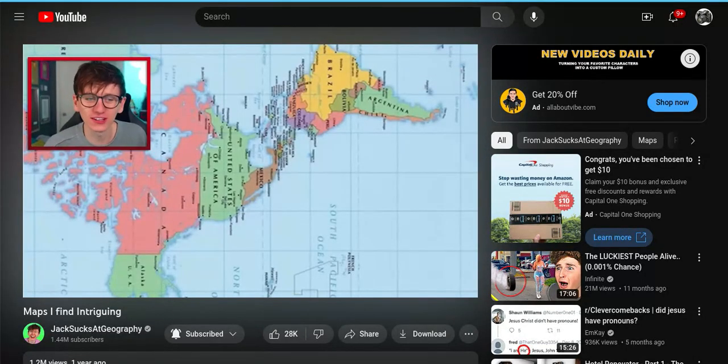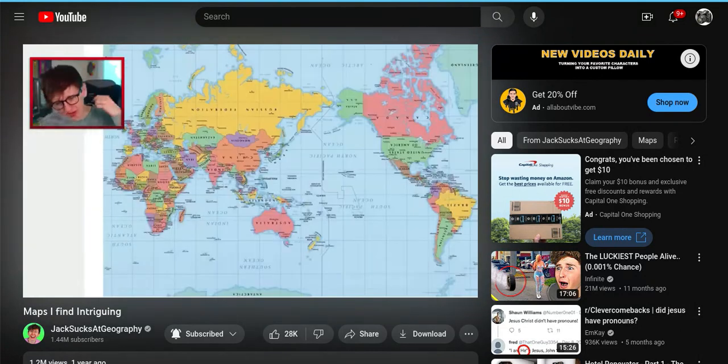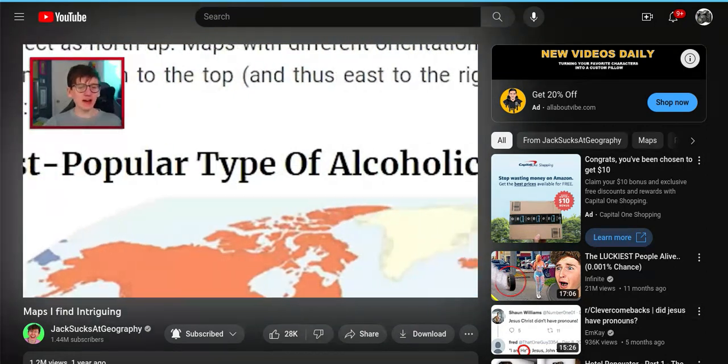I can't stop seeing the duck. Yeah, that's really interesting to look at. Everything looks a different shape, but when you actually think of it the other way around, it isn't a different shape. Most popular type of alcoholic beverage.